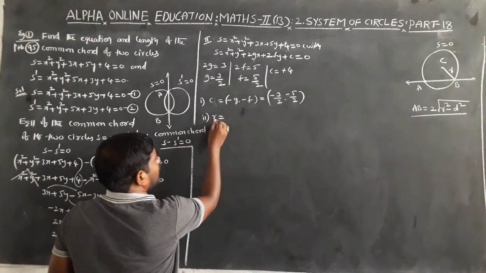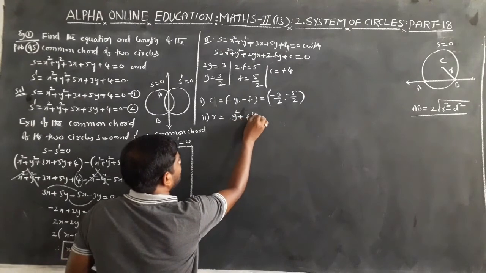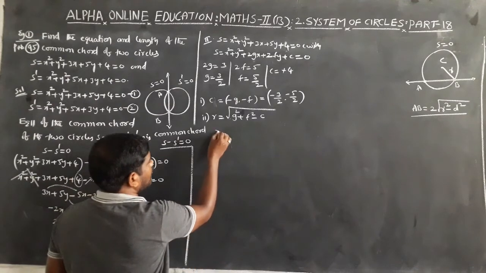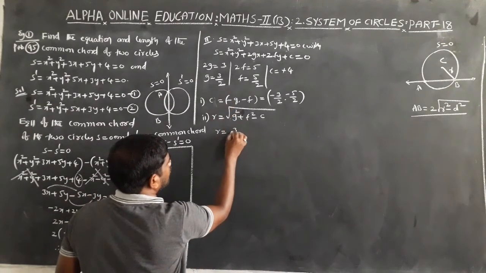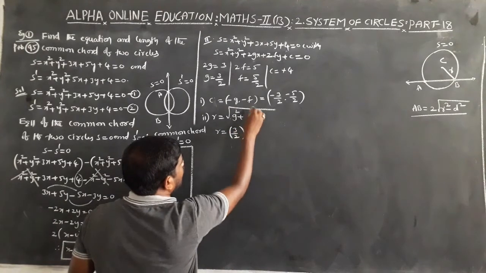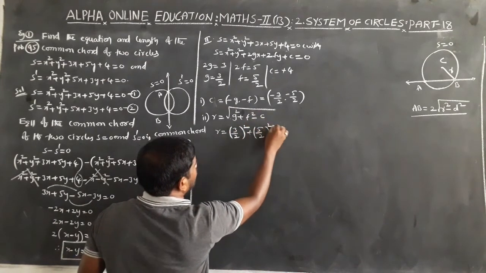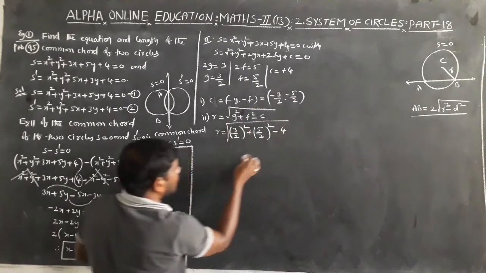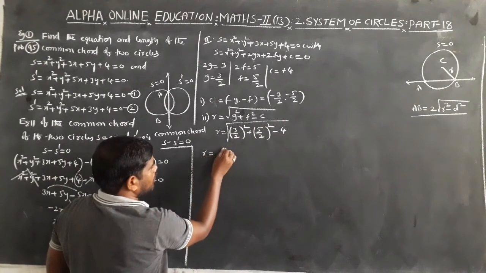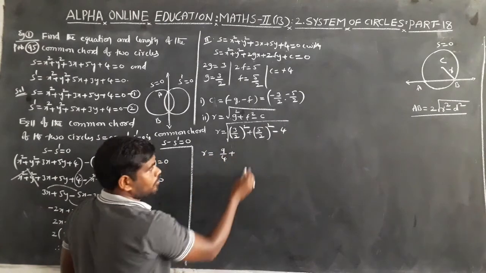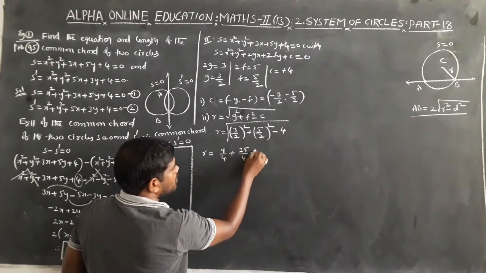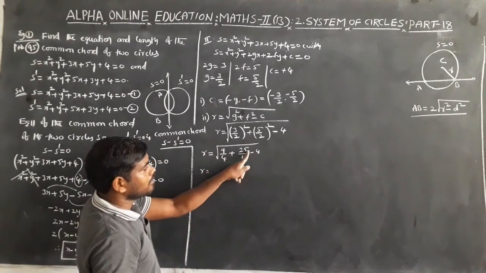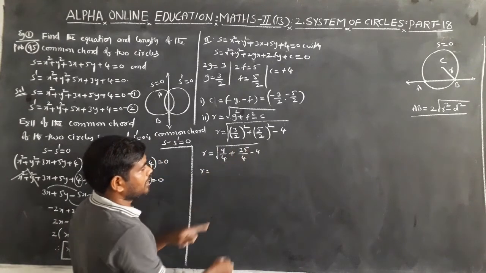Second, find the radius. Radius formula: under root of g square plus f square minus c. R is equal to under root of (3/2) whole square plus (5/2) whole square minus c, where c is equal to 4. Radius is equal to (3/2) whole square, 9 by 4, plus (5/2) whole square, 25 by 4, minus 4.